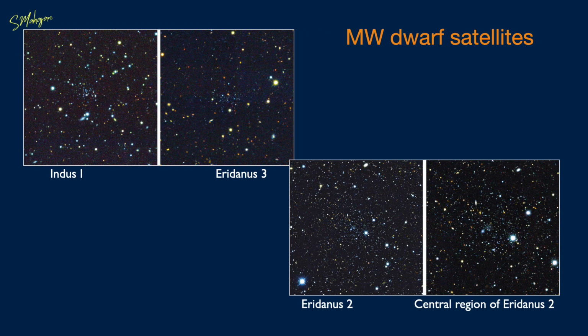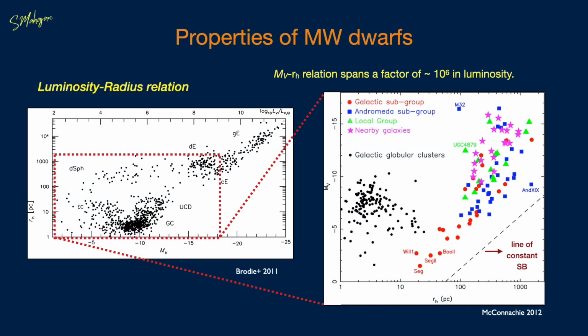Let's briefly talk about the dwarf galaxies around the Milky Way. As you may notice, in these composite images, these systems are very faint and very closely resemble star clusters. But in fact, they are very different from the globular clusters, as shown in this plane, mapping the V-band magnitude as a function of radius. This evidently shows that globular clusters are different from dwarf ellipticals.